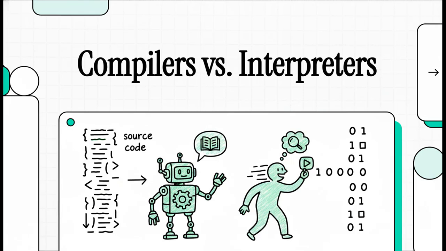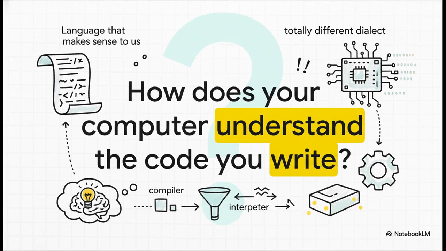So you write all this elegant code, right? But have you ever stopped to think about how your computer actually understands any of it? It's all about translation. And today, we're diving into the two master translators of the digital world, the compiler and the interpreter. I mean, it's a fantastic question, isn't it?